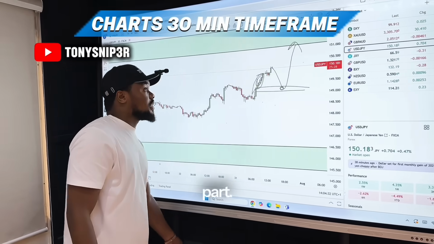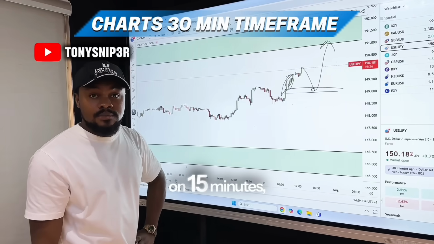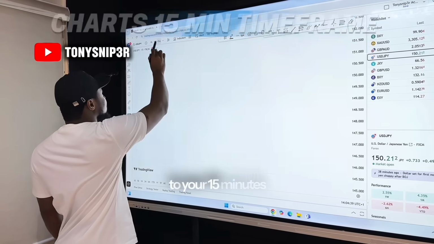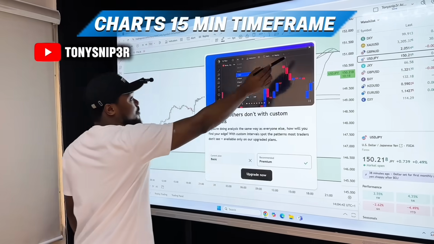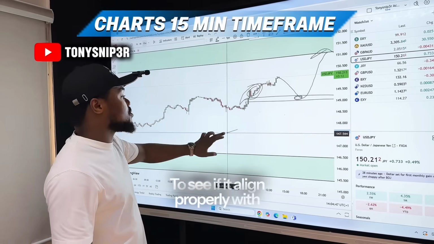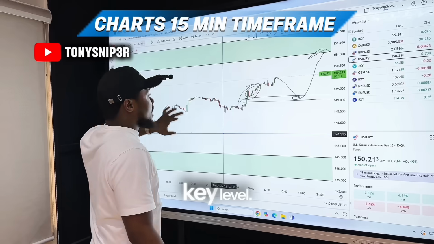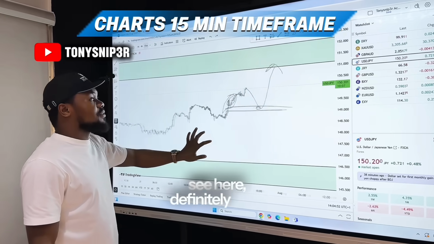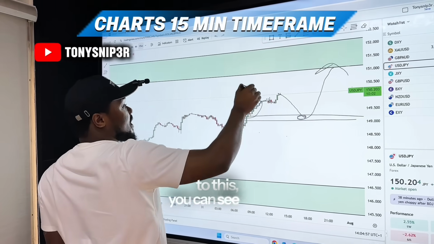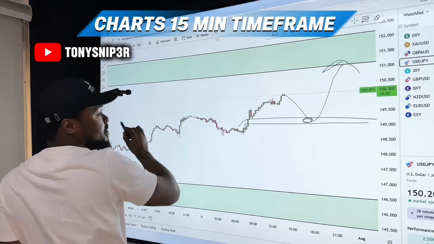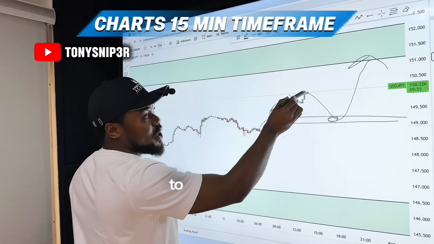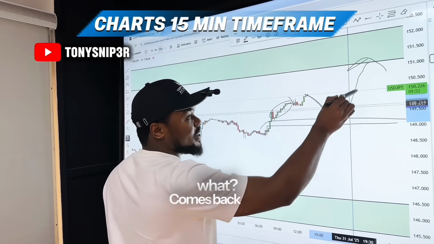Now back to this part. You've marked your key level on 30 minutes, sorry. You can still scale down to your 15 minutes to see if it aligns properly with what? Okay, these are 15 minutes. To see if it aligns properly with the 30 minutes key level. And from what we can see here, definitely it does align with the 30 minutes key level. Because if you pay attention to this, you can see that this is where we have an exhaustion. And below the exhaustion, that is where we are looking to enter in case the market comes back to that level.